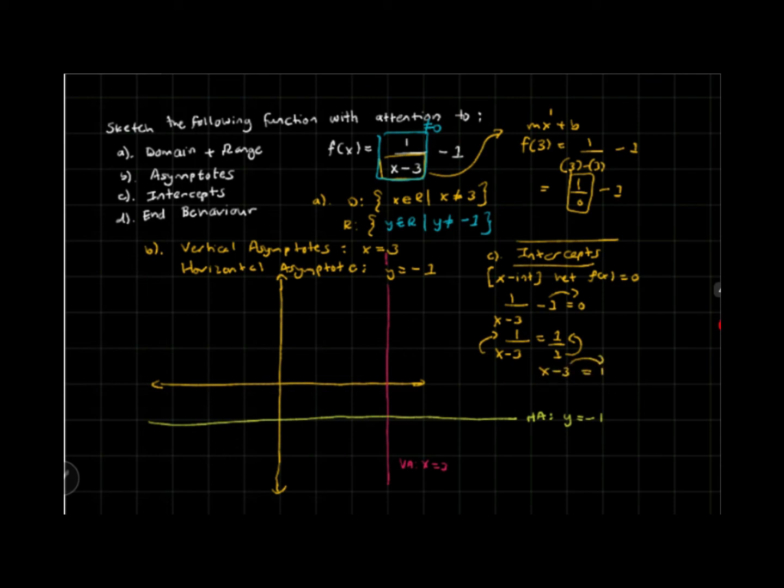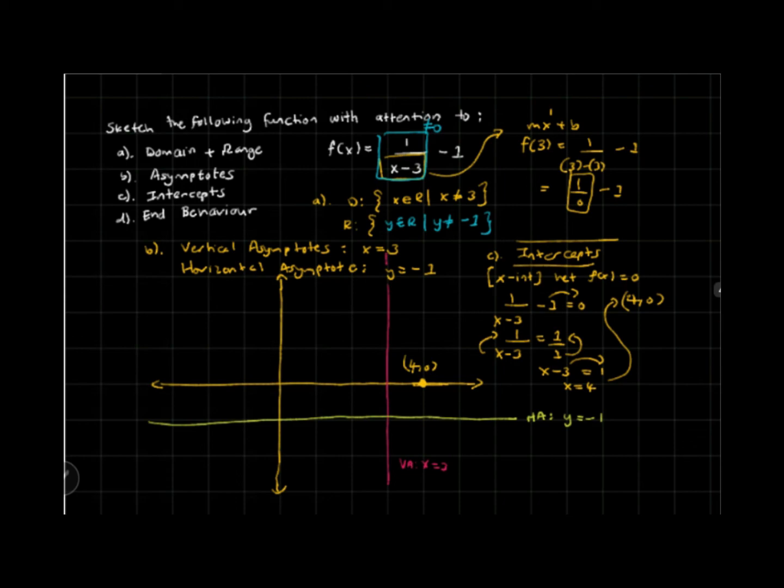I'm going to move the 3 to the other side. X is equal to 4. So because y is equal to 0 and x is equal to 4, the point here is 4 and 0. So that's my x-intercept. So my x-intercept in this case, let's say it's somewhere here. Okay, so I'm just going to keep using this grid system. So this is the point 4 and 0.